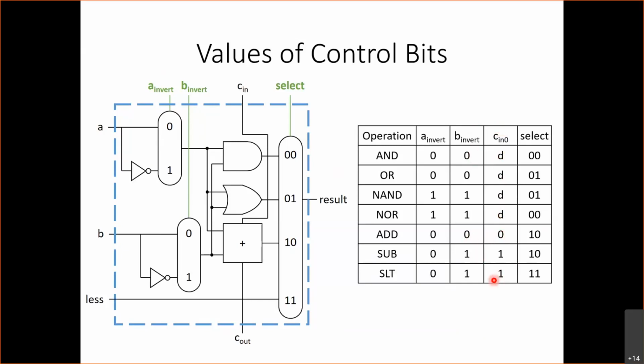Why? The reason is that when are we inverting B? Well, we're inverting B when we're subtracting. And when are we setting C in 0 to 1? Well, we're setting C in 0 to 1 also when we're subtracting. So you'll notice that C in 0 is equivalent to B invert. So it's actually redundant to have both C in 0 and B invert. We can simply connect C in 0 and B invert to the same wire. And that's actually what happens.